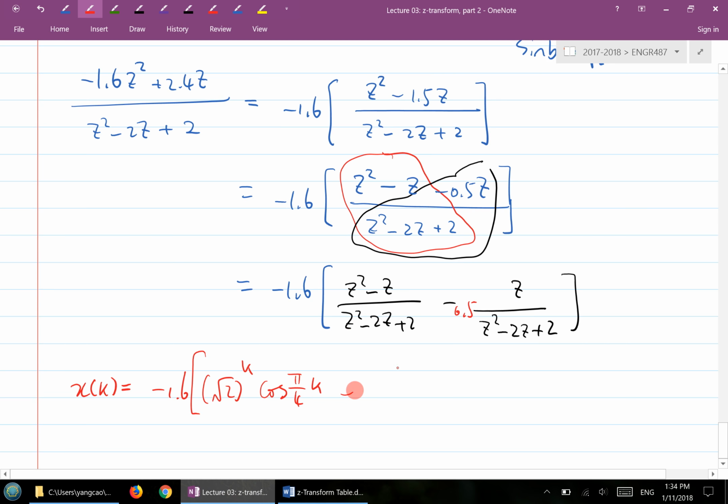We'll leave that in the bracket. And then this is 0.5, and this is sine, so root 2 to the power of k and sine pi over 4 times k. And don't forget the c term, which is 1.6 times 0.5 to the power of k here. That's your inverse z transform, for k starting from 0 to infinity. Good?